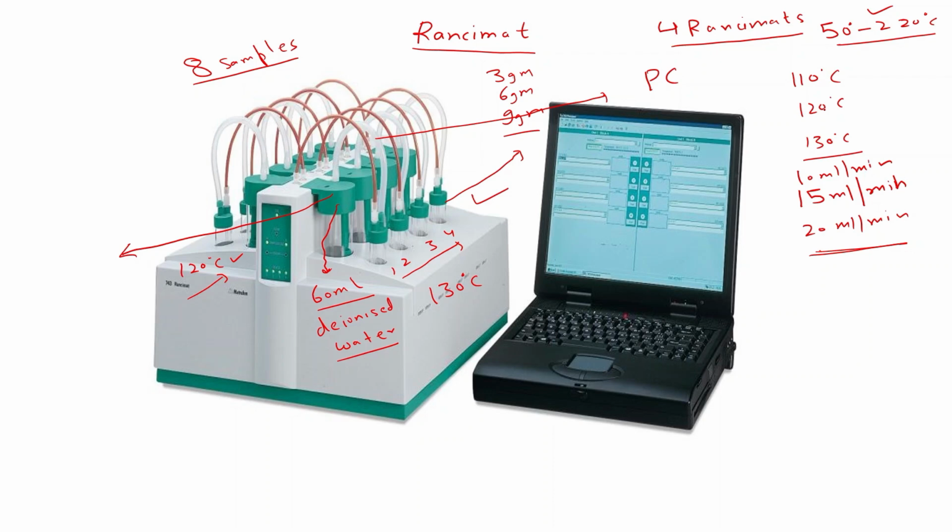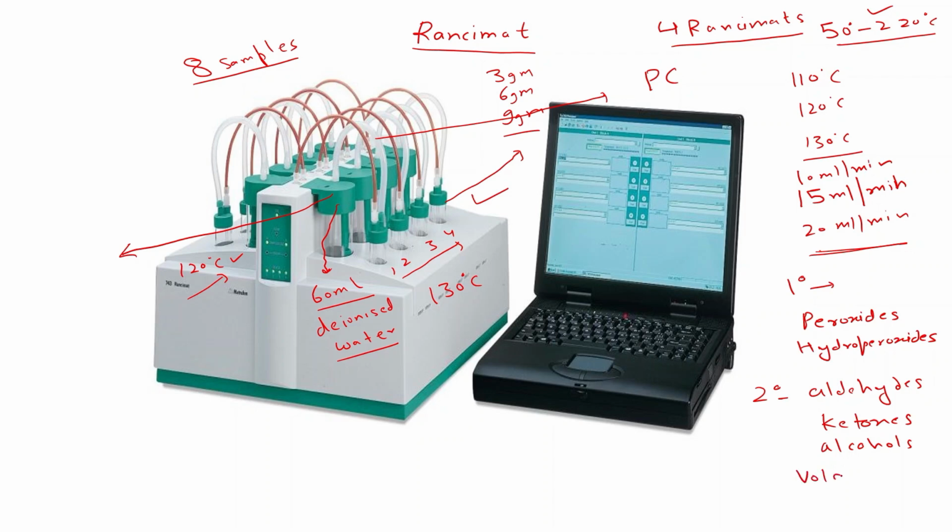So again, repeating that Rancimat is the accelerated oxidation test to determine the oil stability index or the induction period of any fat containing product, and in this we are providing accelerated conditions to the sample so that oxidation happens faster. So the formation of primary oxidation products will happen, and the primary oxidation products are the peroxides and hydroperoxides. Then we have secondary oxidation products also, which include aldehydes, ketones, alcohols, and some volatile acids.